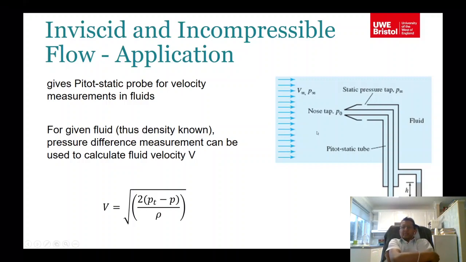So this is an example of inviscid and incompressible flow application. This is what you call the Pitot-static tube. In here, you have the P infinity there. You have the P naught at the nose tip. So this gives you the difference between P naught and P infinity. So usually here, your V is equal to the square root of 2 times (Pt minus P) over rho.